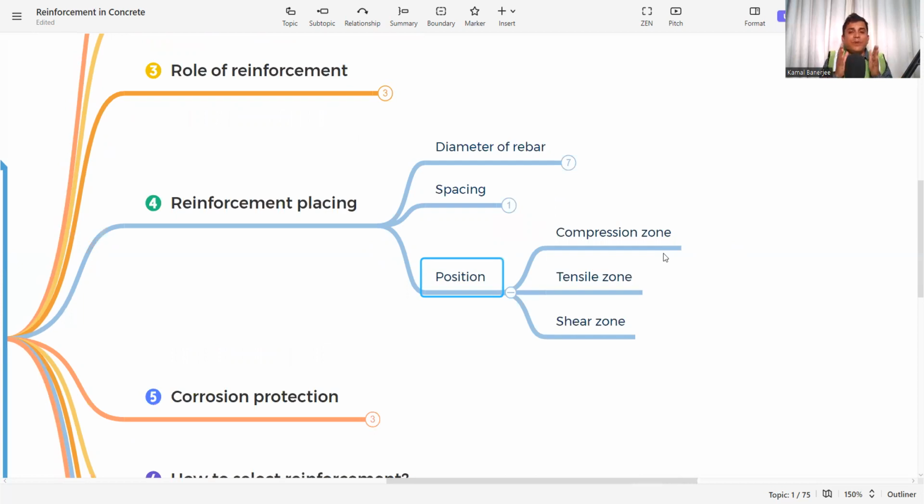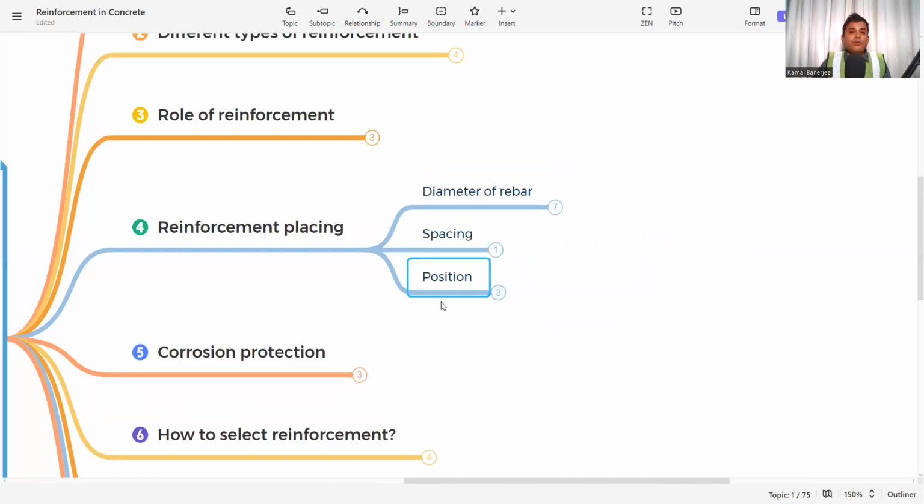In the drawing, it is mentioned where you have to place the reinforcement. Maybe in the tensile zone, maybe in the compression zone, or maybe in the shear zone. It is mentioned clearly. So according to the drawing and the position, we have to place the reinforcement to withstand the compressive force, tensile stress, and the shear force. So this is the reinforcement placing.